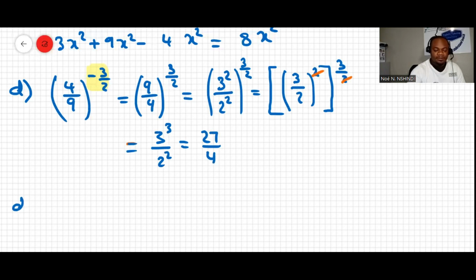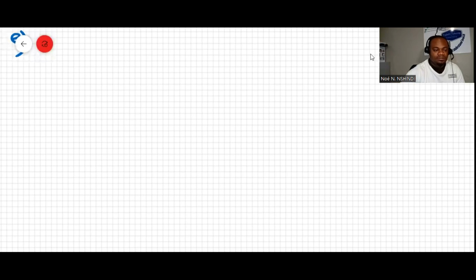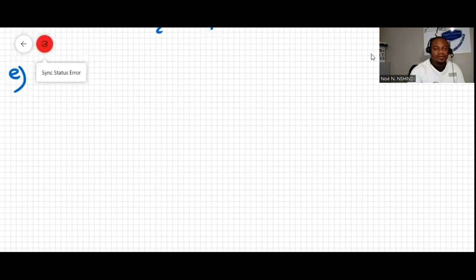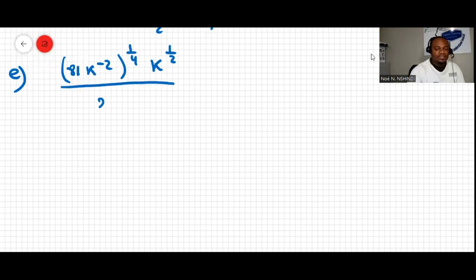Question E now. It is given that 81k to the negative 2, all to the power of a quarter, multiplied by k to the power of a half, all over 27k to the power of negative 1.